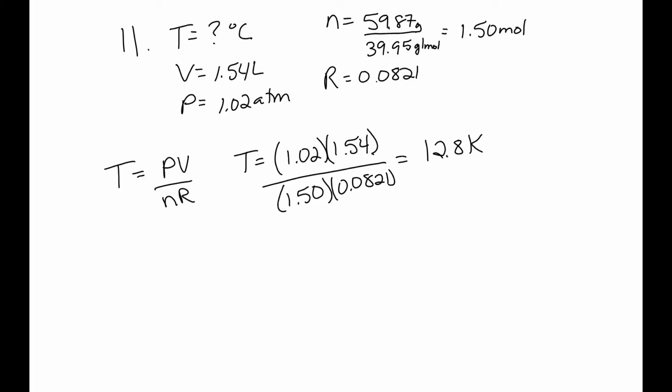So I'm going to go ahead and write it 12.8. I'm going to cross this out. So it's 13 K minus 273 gives us negative 260 degrees Celsius. It's a negative sign in there. Pretty darn cold. Really, really cold. 13 K is getting close to absolute zero. Don't think it's going to happen on this earth. Well, it could, but most likely not.